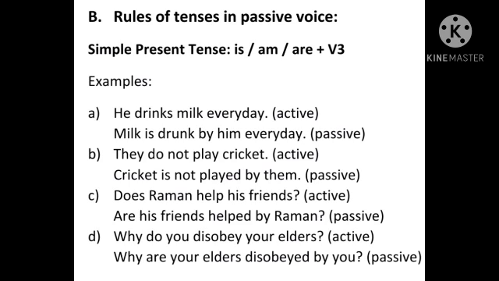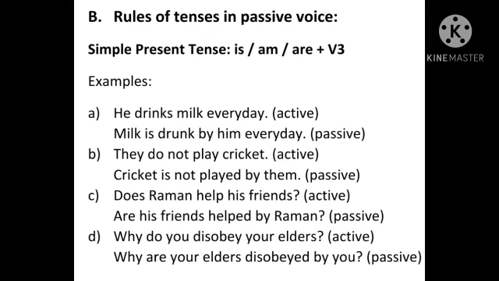Another one. They do not play cricket. Cricket is the object. Cricket is not played by them. Does Raman help his friends? Now see the sentence. This is an interrogative one. So first of all, the helping verb. Here in active voice it is does. In passive voice we will use is, am, are depending on the object.